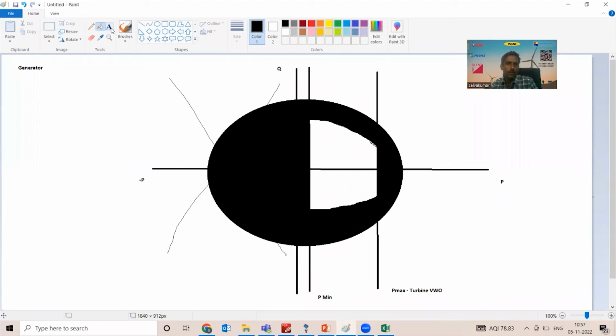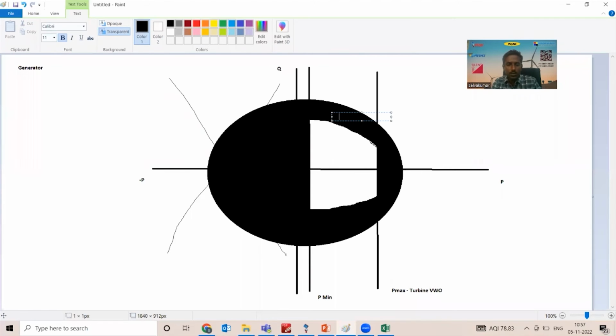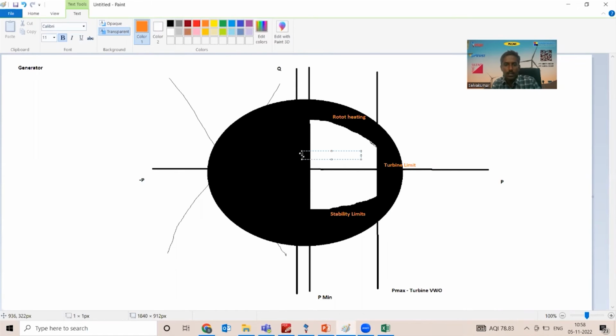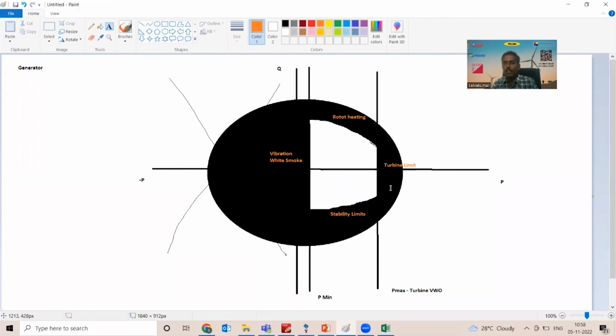If you want, you can write this as rotor and turbine limits. Here it is stability limits. Here it's vibration for thermal, or white smoke. Previously, you saw a circle where you could play at any place as an operating point in your transformer, but that's not the case for your generators.